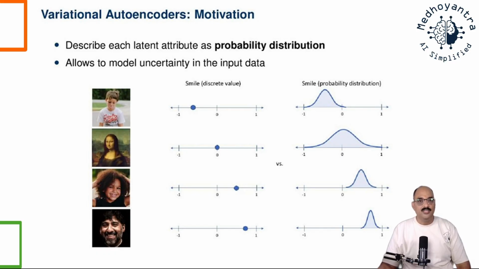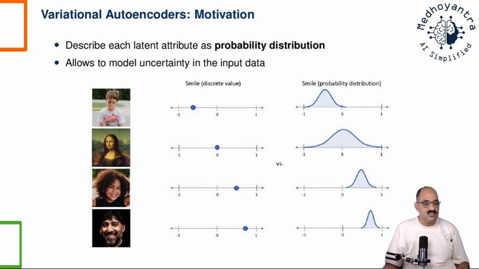If you see here, there are four images: a boy, Mona Lisa, and a girl and a man who are laughing. Each of them is laughing to a different degree. When you extract the feature, whether the image is laughing or not, the smile itself, the smile property of the person, can be represented using a distribution. This probability distribution is at the core of variational autoencoders, or autoencoders in general. This is exactly what makes image generation possible.